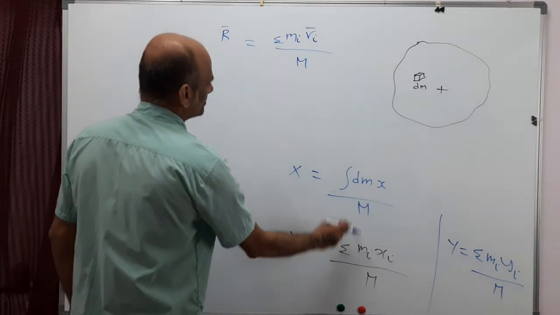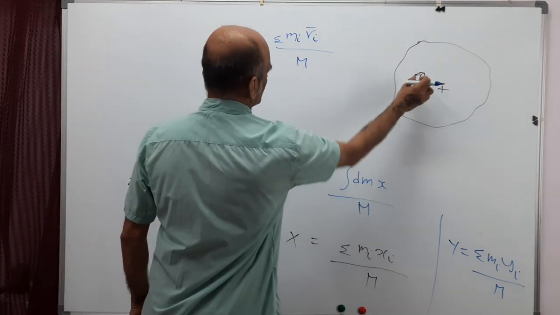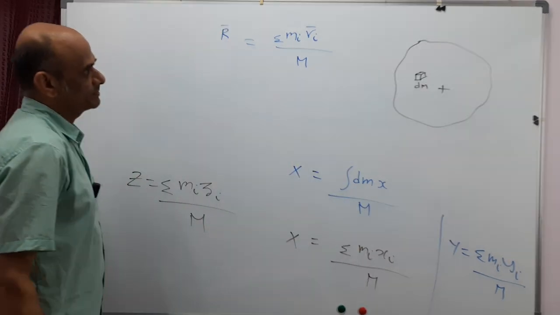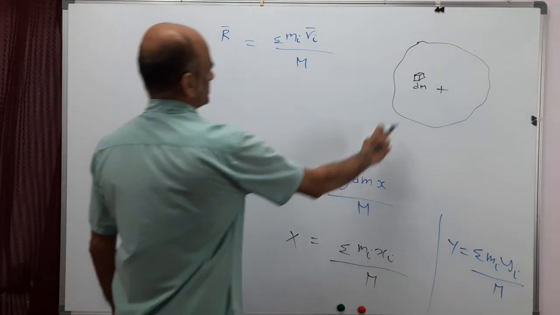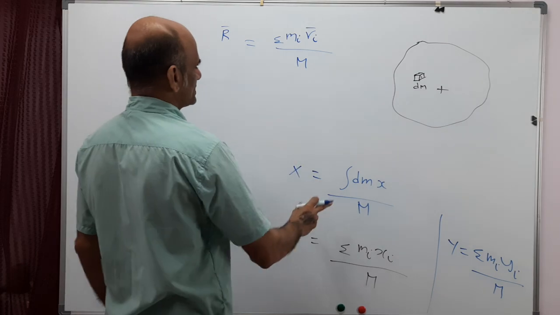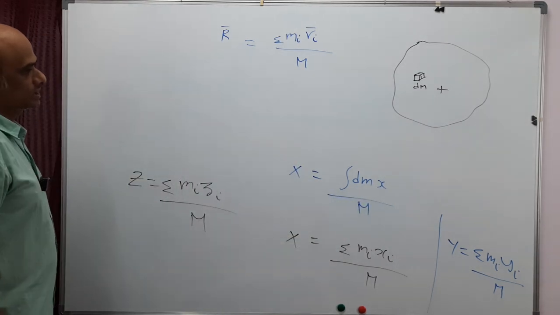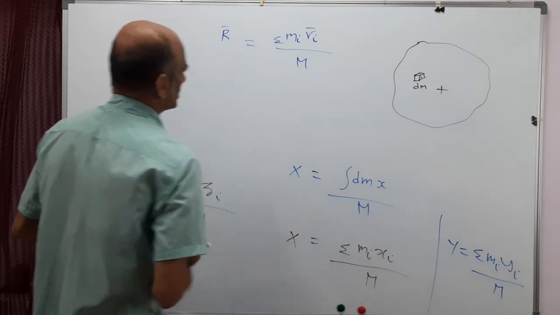So the summation will become integration. Instead of point mass mi, we have a small mass element dm with the corresponding x-axis coordinate of this element. Similarly, y of the center of mass is given as integral dm y by the total mass. And z coordinate is also integral dm z by total mass.